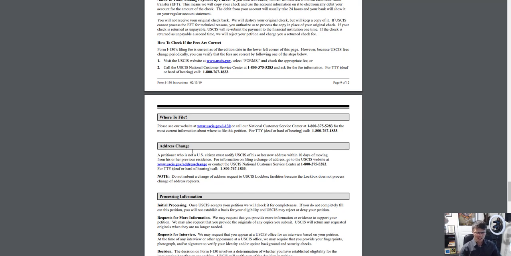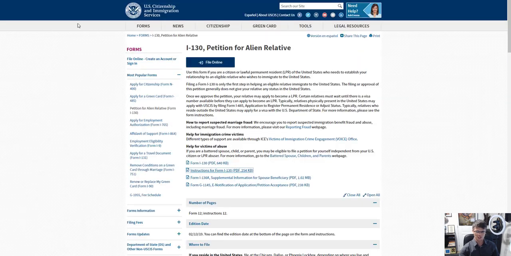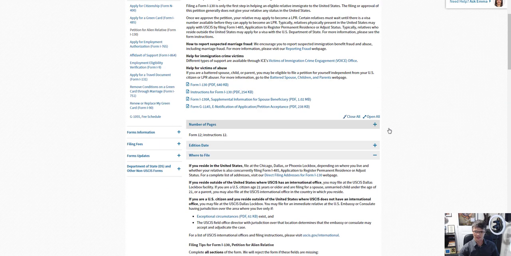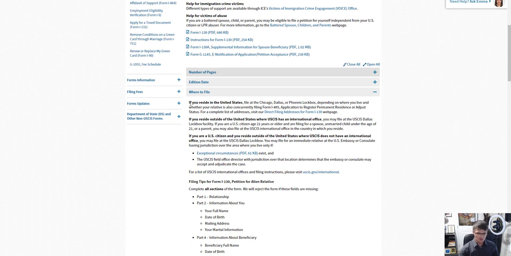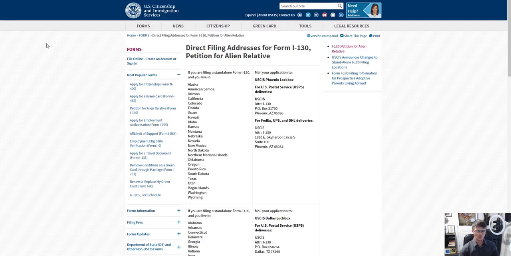So, where to file? Now, they say visit I-130 page, which is this page right here. Where to file, and we have our instructions here. So, if you reside in the United States, file at the Chicago, Dallas, or Phoenix lockbox, depending on where you live and whether your relative is also concurrently filing Form I-485. Now, that's application to register permanent residence. For complete list of addresses, visit our direct filing addresses for Form I-130. So this is the main page that you will need to find out the address where to file. And here it is. It's pretty straightforward.